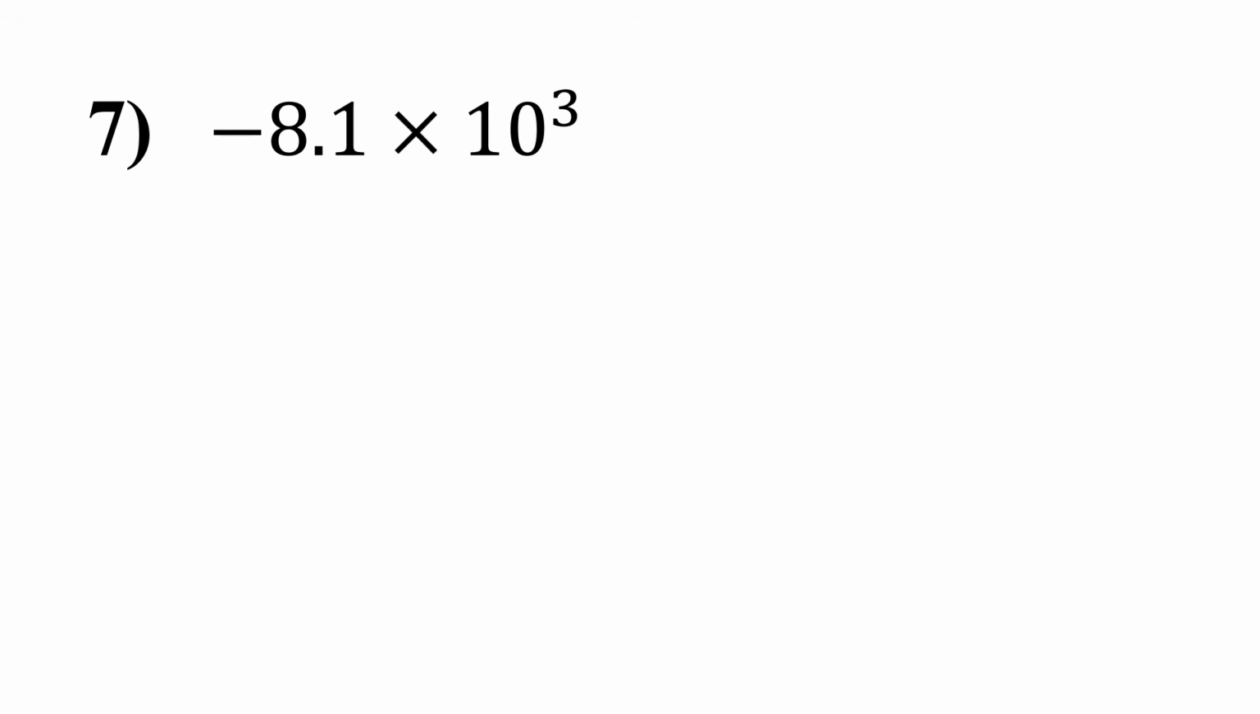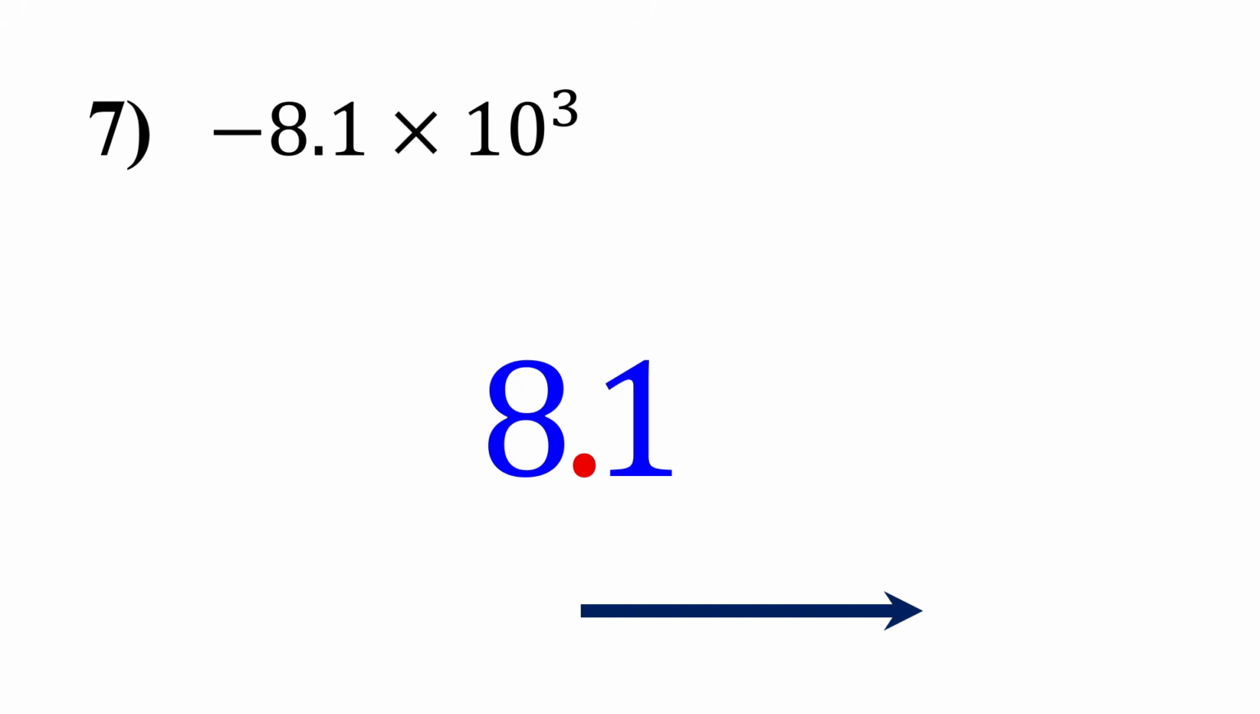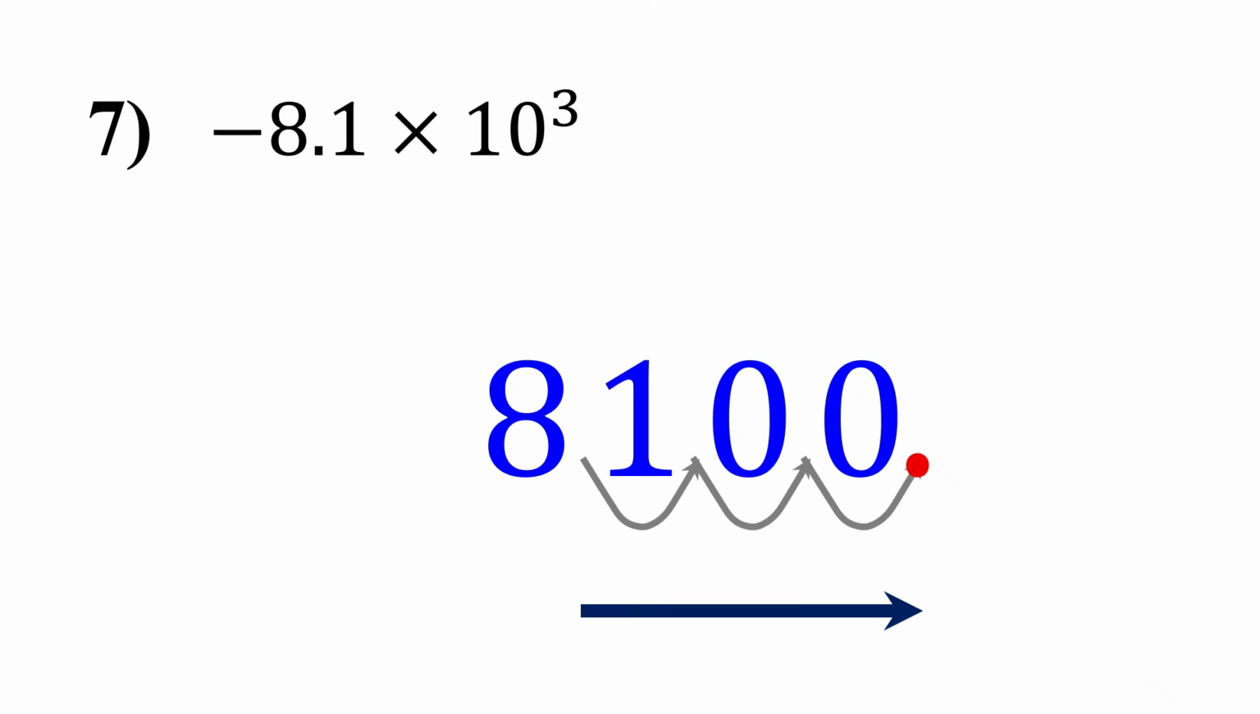Here we have negative 8.1 times 10 to the 3rd power. Ignore the negative sign for a moment and focus on moving the decimal point. The exponent is positive 3. So we move the decimal point 3 places to the right. Move it 1, 2, 3 places. Then fill the empty spaces with zeros. Now put the negative sign back.